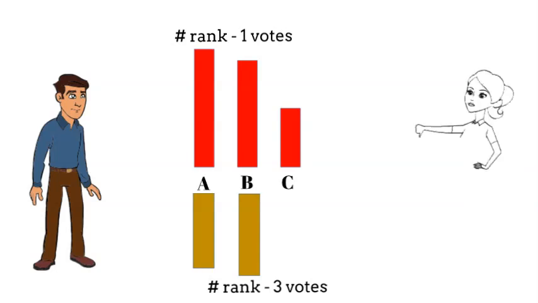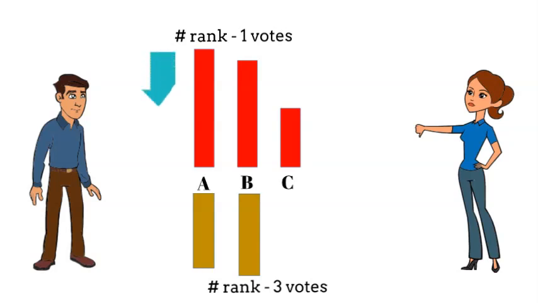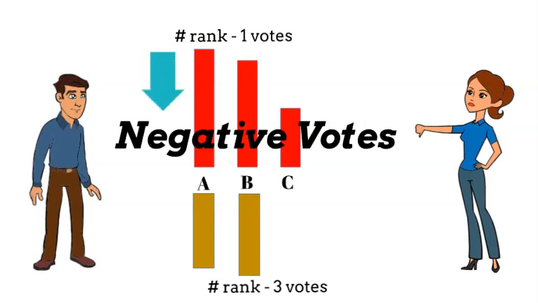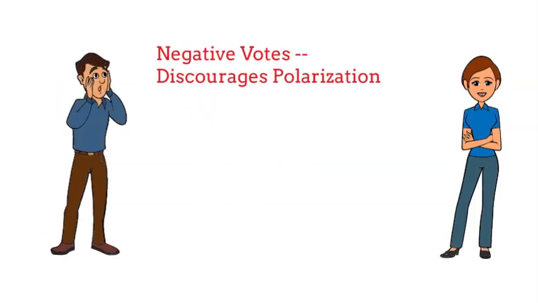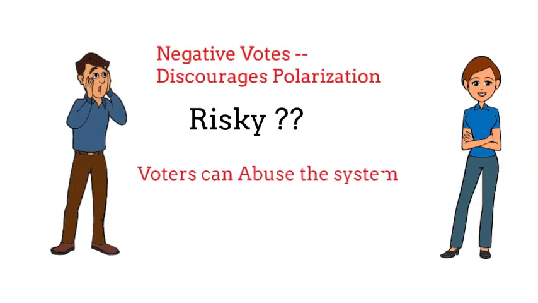Instead, what I want is to be able to directly bring down the initial standing of the candidates I don't like by casting explicit negative votes to them. That would certainly discourage polarization. But don't you think this is very risky? The voters can abuse the system and indiscriminately overuse negative votes just to prevent a strong candidate from winning.